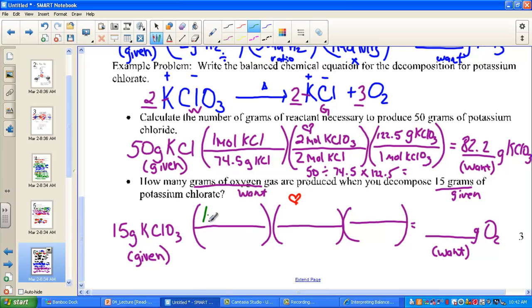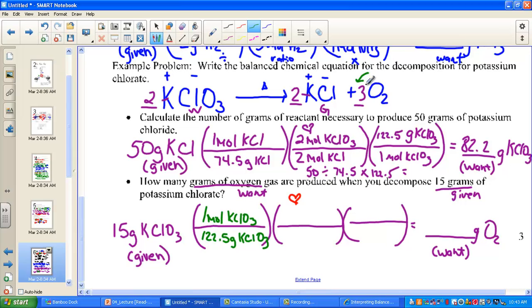So in our first conversion, to move from grams into moles, we've learned that it's the molar mass that's converting me. And I just found that up here. So 122.5 grams is the sum of a K, Cl, and 3 O's. Grams have canceled, and we're now standing in the heart of our problem.